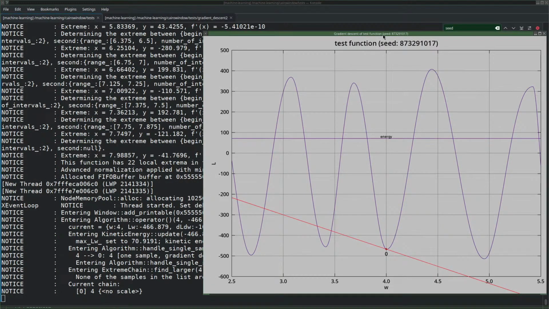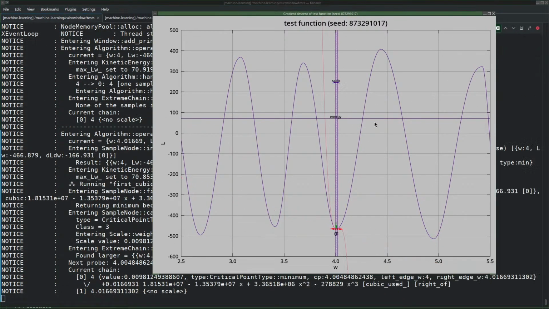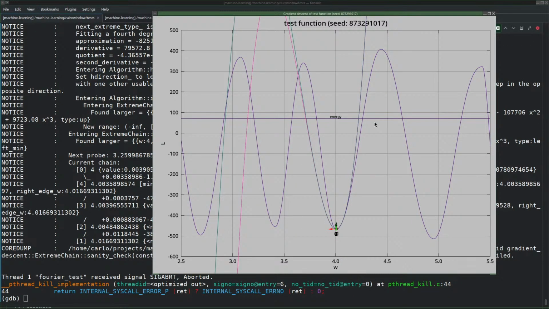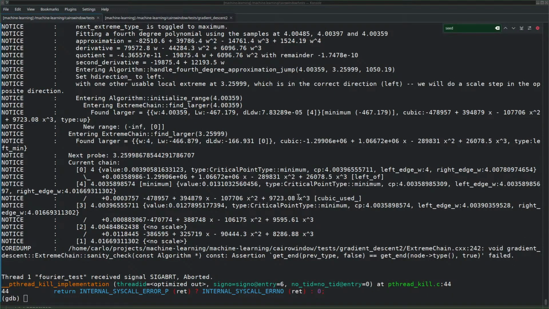Without a seed, so some random function. Ah, you gotta be kidding me! It's like 5 times in a row that a new function leads to an assert or a crash. The number of bugs is still infinite, it seems.